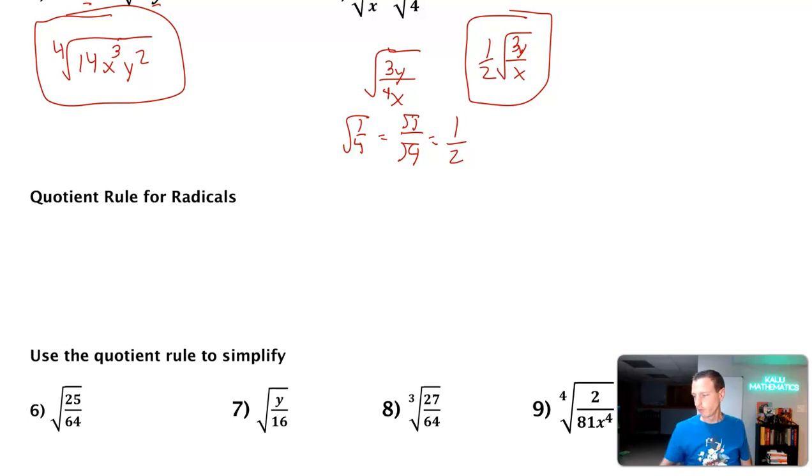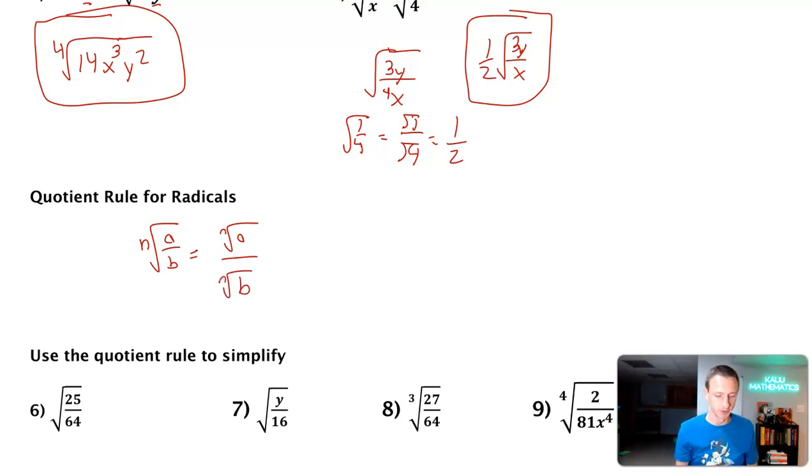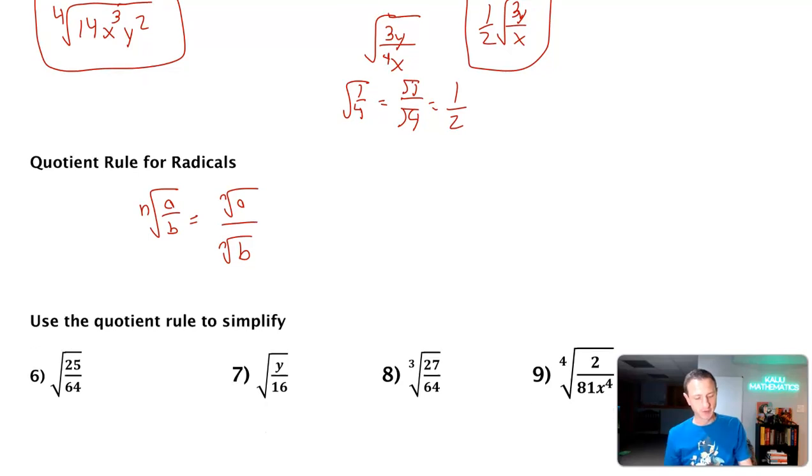So, the quotient rule for radicals. Pretty much the same thing: if you have the nth root of a over b, I could just separate that into the nth root of a over the nth root of b. I can just break it into two radicals, similar to how I just approached that one that simplified, which I didn't think was intentional, but we can also do that. So I could separate it into two radicals.